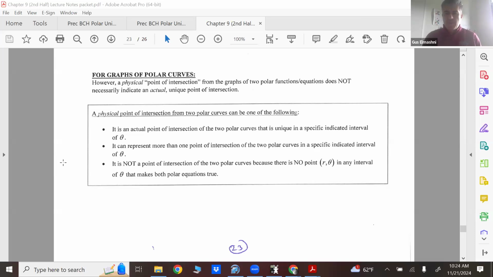It can represent more than one point of intersection because we know that some of these curves retrace themselves, so we have to be mindful about that. But it could be just what we see. Physical means what you actually see, but because things get retraced, algebraically might show something else. So we're going to talk about all this as we go through the examples. The first one will be pretty straightforward though.